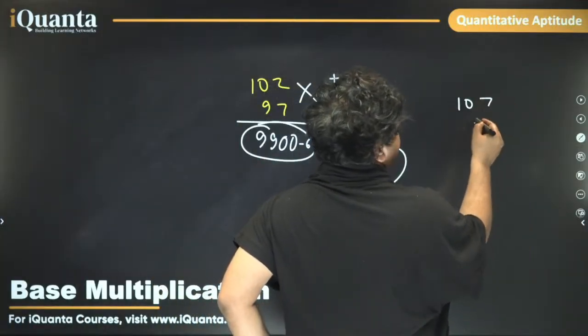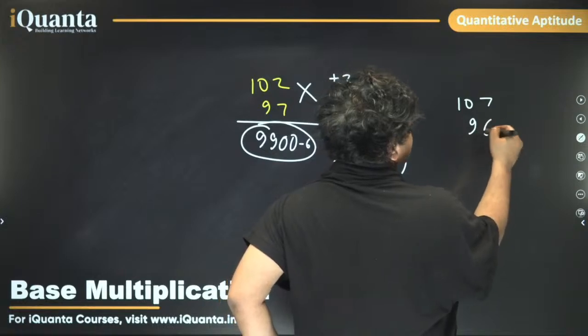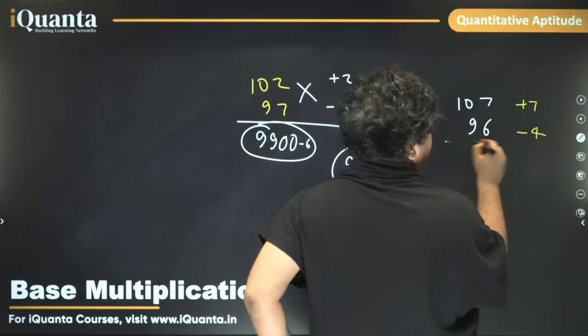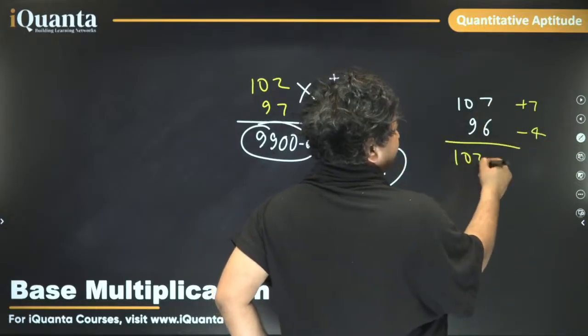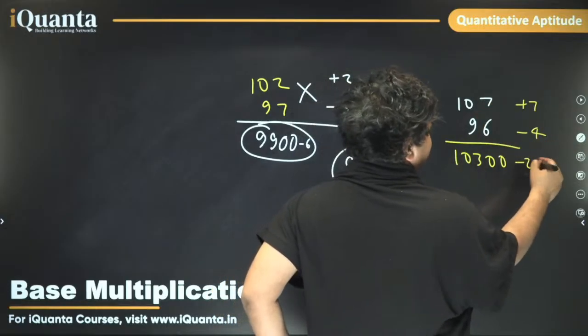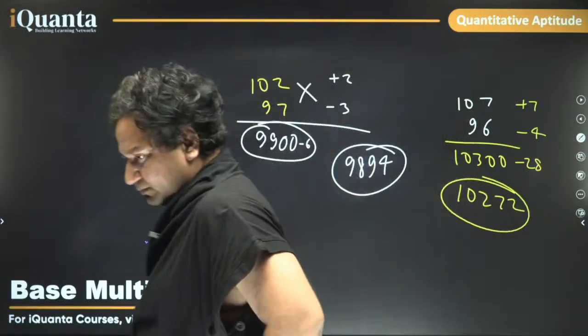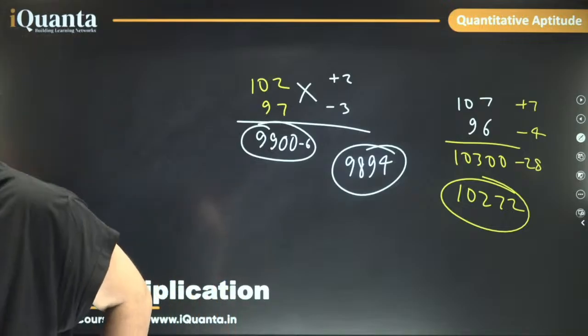107 multiplied by 96, plus 7 minus 4, 103. This is minus 28. Subtract 28 from here. You get 10272. That's it. Clear?